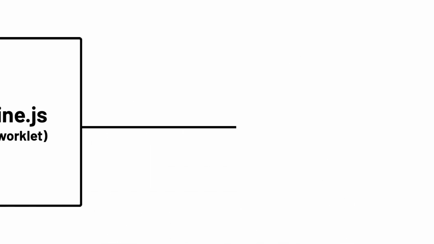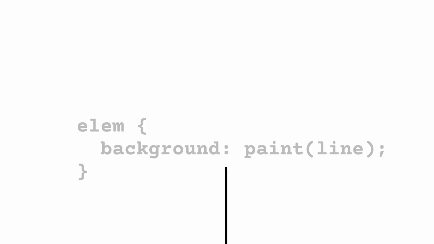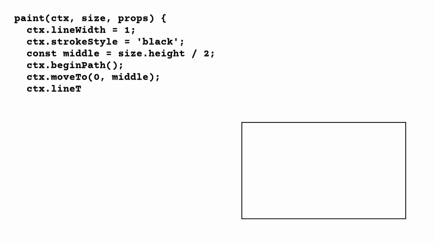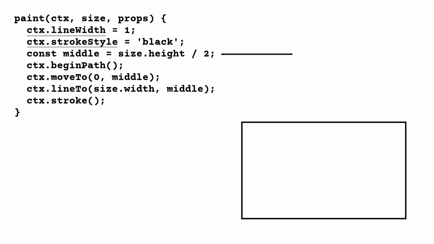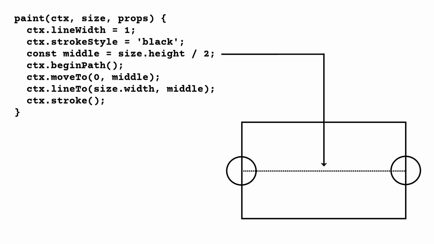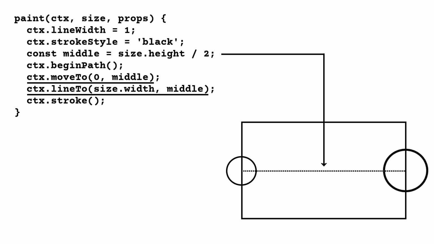A paint worklet turns any HTML element into your canvas, letting you draw on it like you would a canvas element. Drawing a line across the middle of an element using a paint worklet is as simple as defining the width and stroke color, finding the element's middle, then procedurally joining 2 points. We move to the middle of the left-hand side, draw a line to the right-hand side, equal to size.width, then apply the stroke.